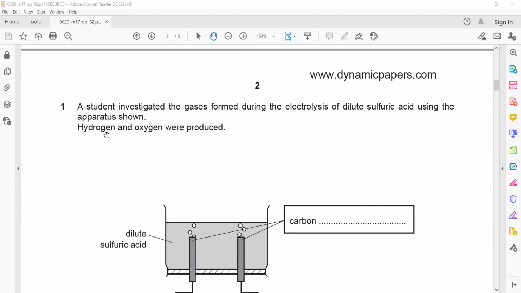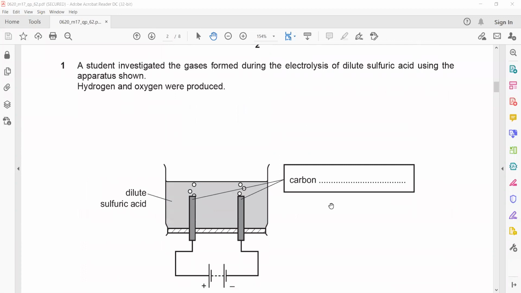So the oxygen formed reacted with the carbon electrode. This is dilute sulfuric acid, so the ions it contains are hydrogen ion, hydroxide ion, H+ and SO4 2- ions. The hydroxide ion, a negative ion, will move towards the anode, and there it will produce oxygen gas, and this oxygen might react with carbon, resulting in the formation of carbon dioxide. So O2, the oxygen, reacted with the carbon anode.